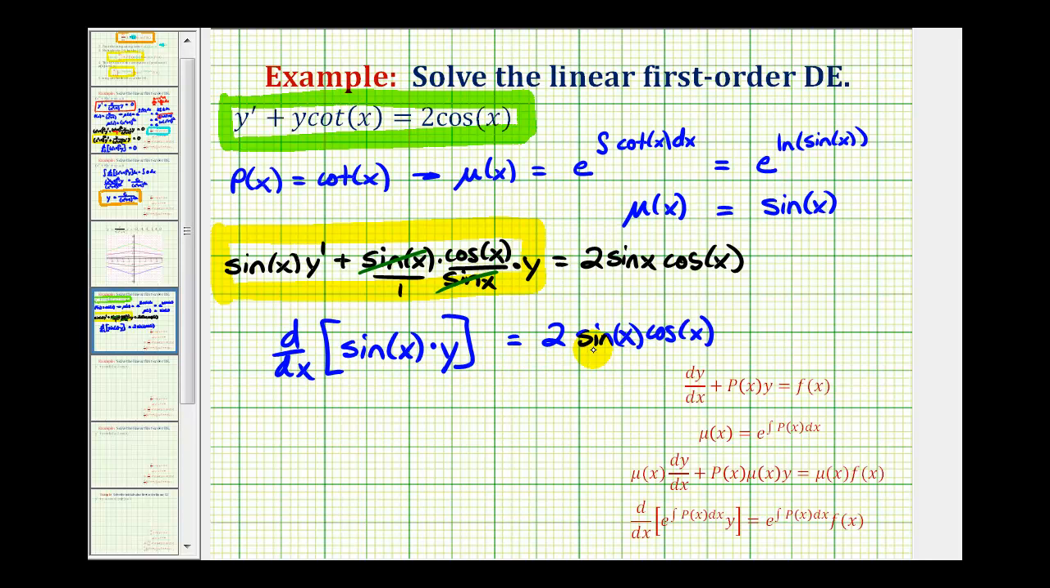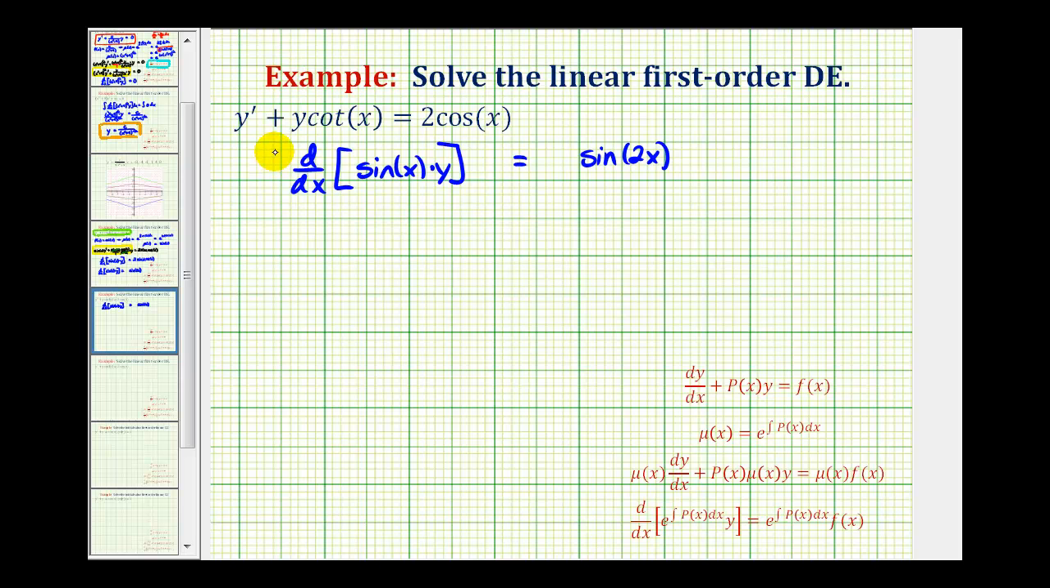You may recognize 2 sine x cosine x as a double angle identity. This is equal to sine 2x. So let's go ahead and write this one more time. This derivative is equal to sine 2x. Now we're going to integrate both sides of this equation with respect to x, and then solve for y. Let's go ahead and do that on the next slide.